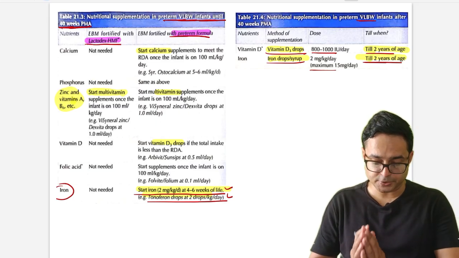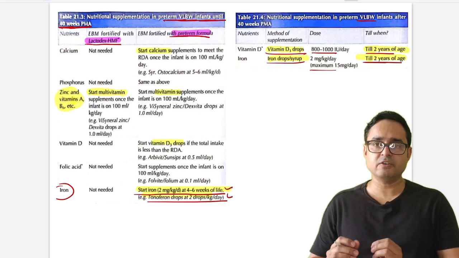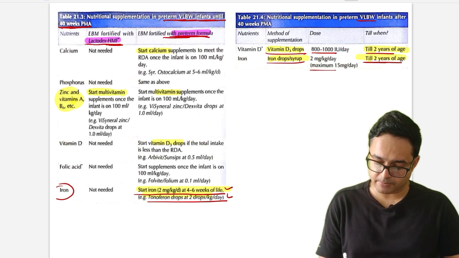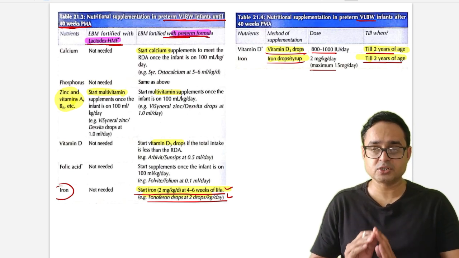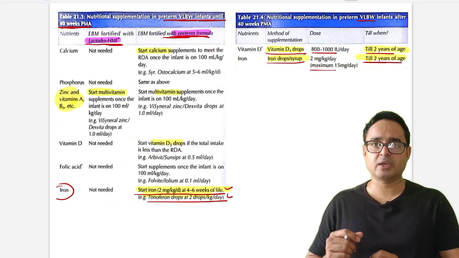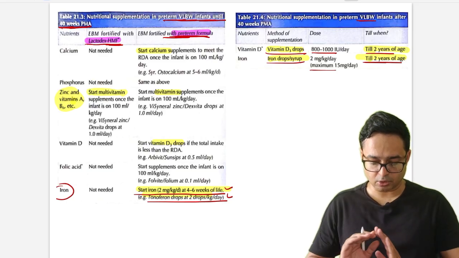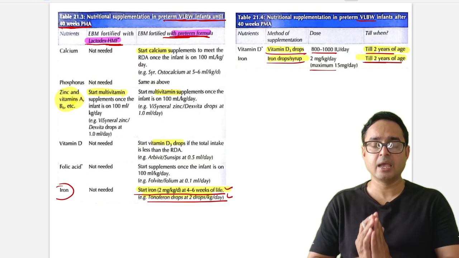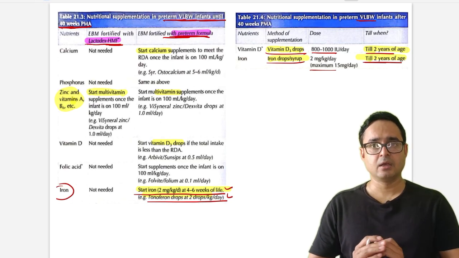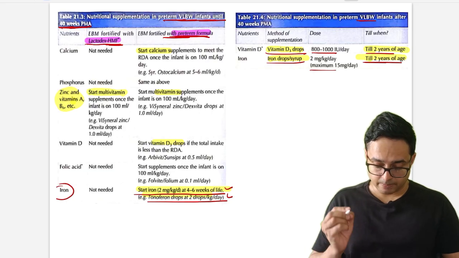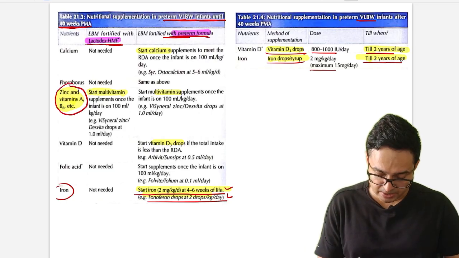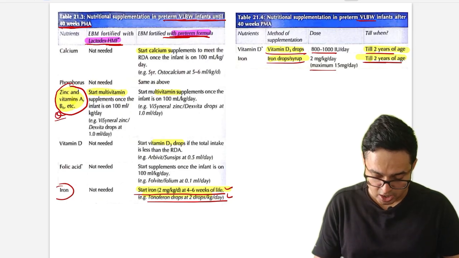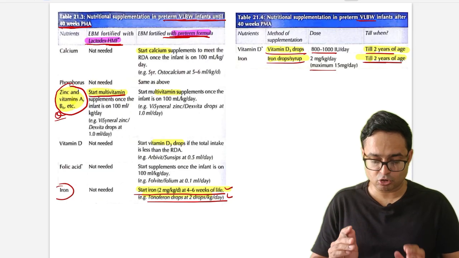The options are we have to fortify it with HMF, and if financial constraints are there, we can mix it with preterm formula also. Just remember, if we are giving HMF to the child, no calcium, no phosphorus, no vitamin D, no folic acid, no iron is needed in HMF. Again, a practical and very important question. But zinc, vitamin A and B6 are generally required, so we'll start multivitamin drops with HMF.